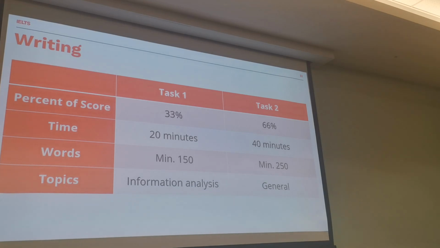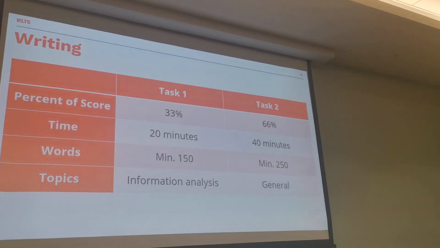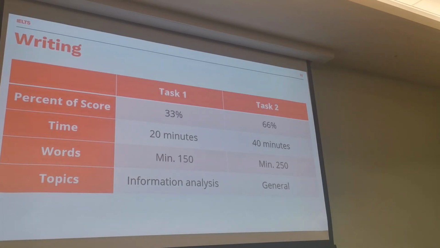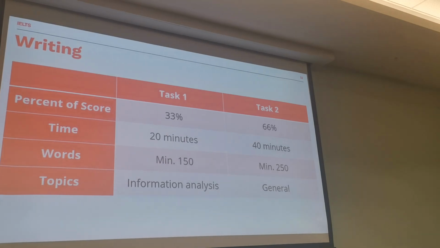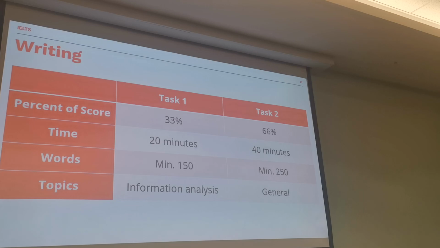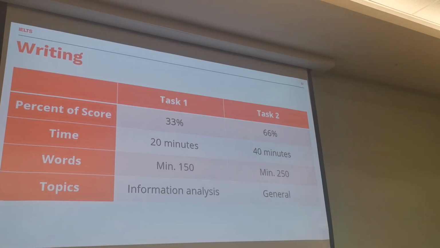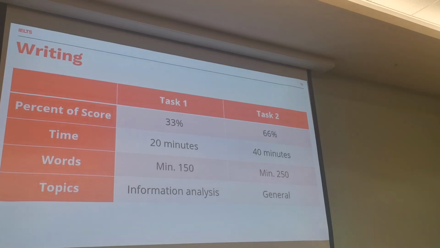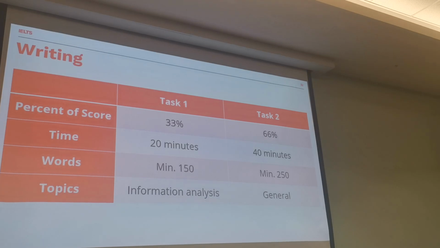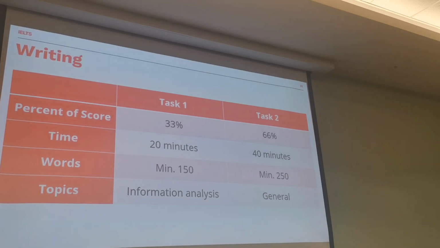Task 1 is worth 33% of your grade, therefore you need to spend 33% of your time. You don't want to spend more than 20 minutes on this. You have to write a minimum of 150 words. You want to be around that, and this will give you some kind of information. There could be a chart, graph, two maps, or a diagram outlining a process. So it's some kind of information, and you just need to analyze it and detail it.